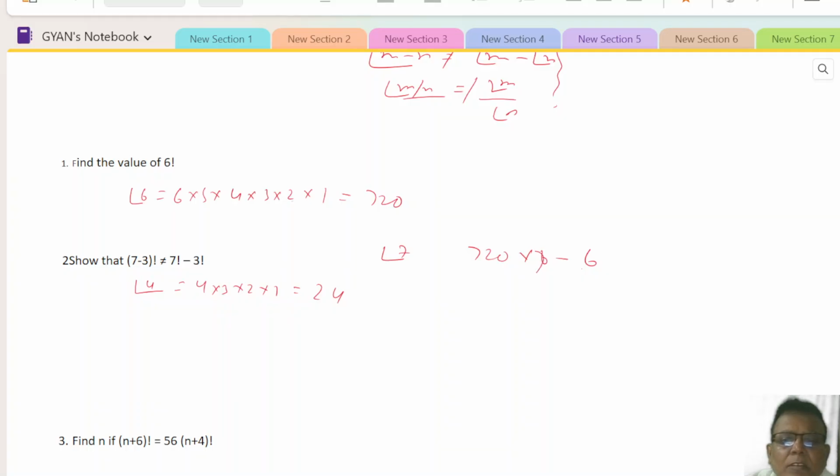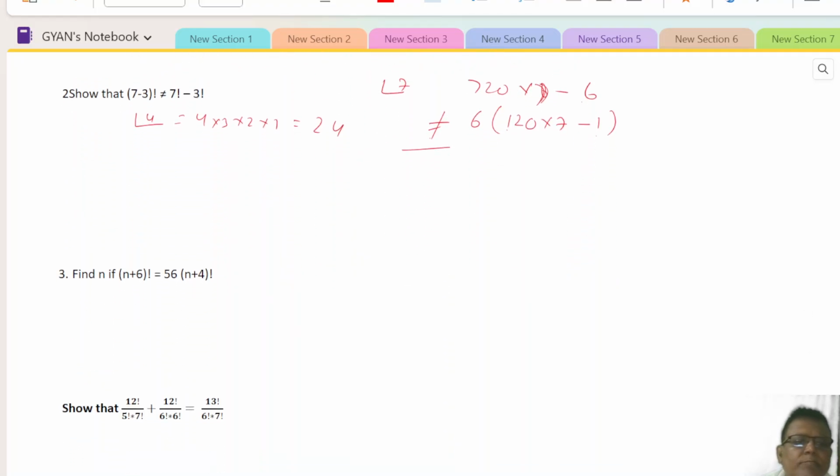Factorial 7 means 720 into 7. So take 6 common. This is not equal to this one. Right. Now come to question number 3.